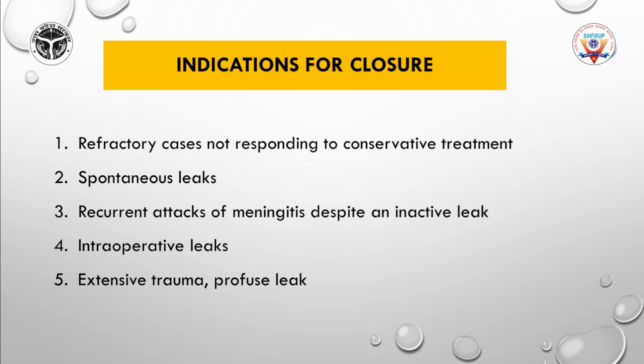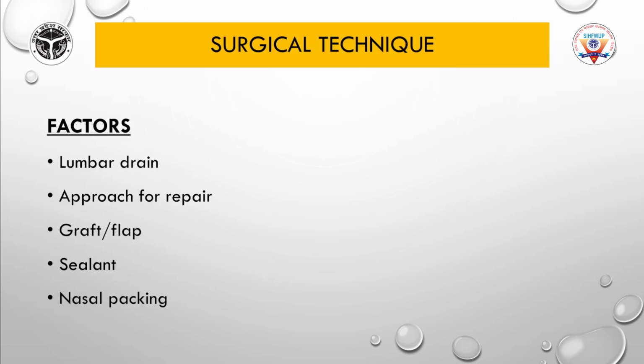So what should be our approach for repair? Once we have identified the site of leak, then we can make an approach. We can consider what approaches we have, and then what graft or flap we are going to use to repair. That depends upon the size of the defect. If the defect size is more, then we will need other flaps also, pedicle flaps like the nasoseptal flap, Hadad flap and all. Sealant: not everybody has the facility of a sealant, not everybody can get it. So many of my cases I did without sealant only.